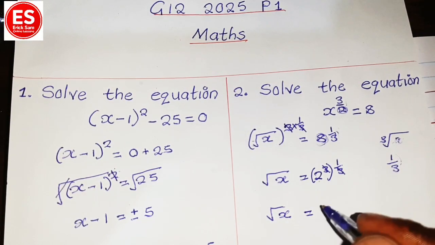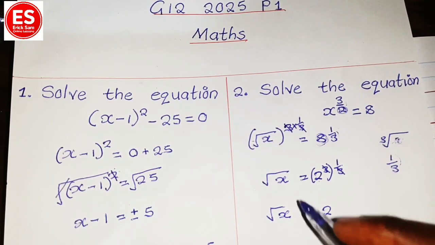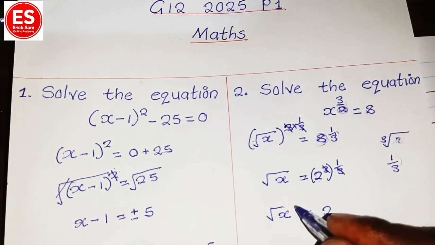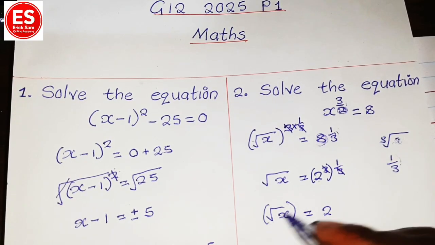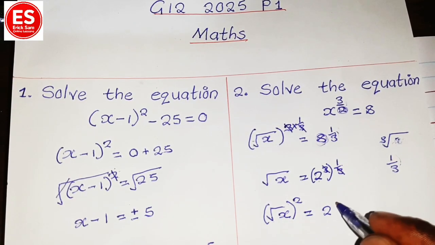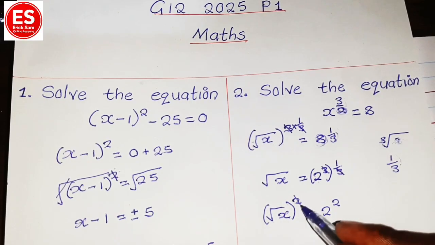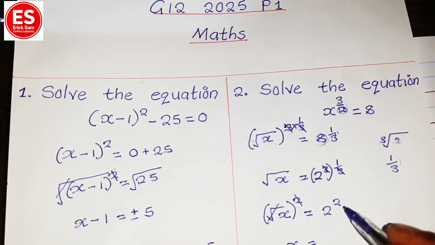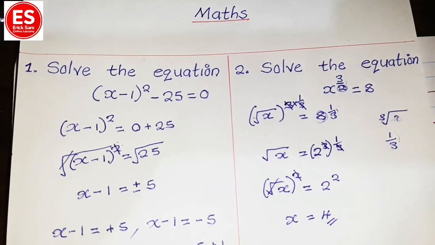Okay, so now we are going to remove this square root. What are we going to do? We are going to square. So if you are going to square, you're going to say power 2, even here power 2. So the 2 and the square root, they're going to cancel. You're going to remain with x is equal to, now 2 power 2 is going to be 4. So that is our final answer.